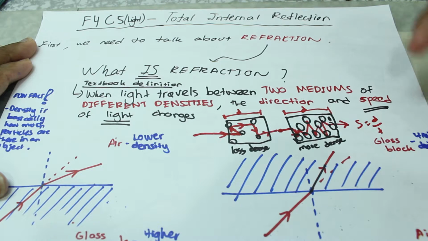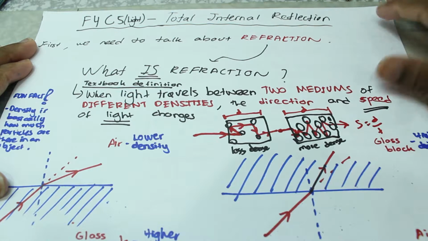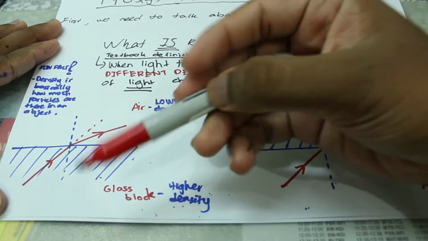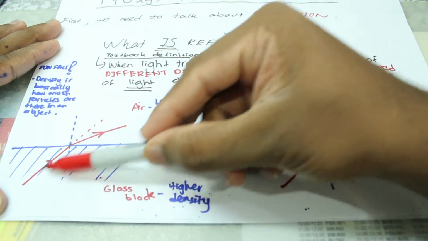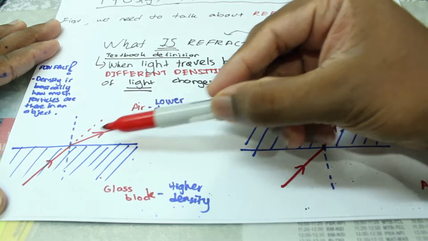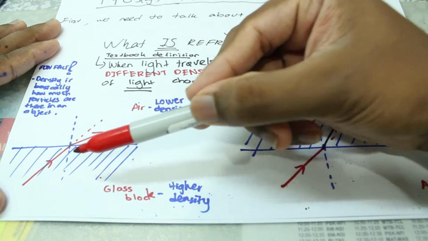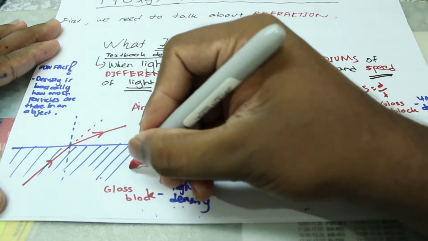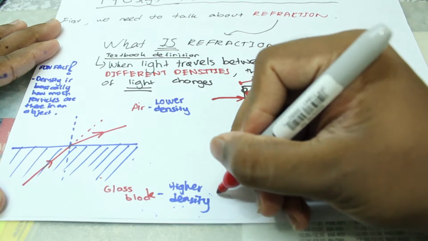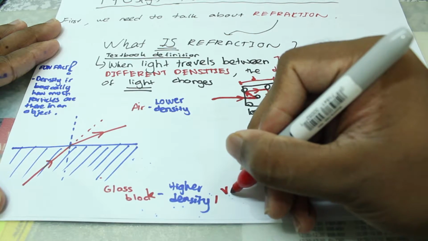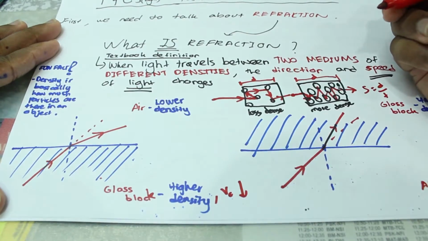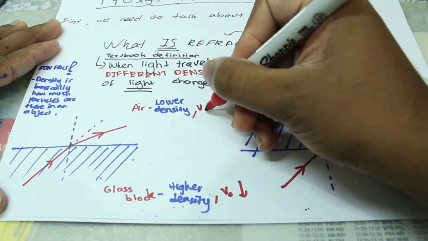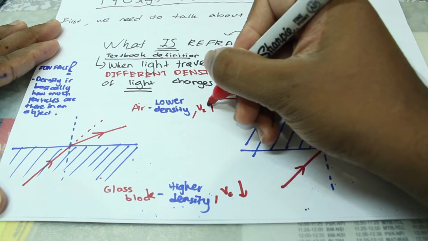This change in the speed of light is what causes refraction, really. Here we have light rays traveling from a denser medium to a less dense medium. A denser medium means the speed of light is lower, and a less dense medium means the speed of light increases. So in the glass block, which has higher density, the velocity of light will be lower, and in the air, where it is lower density, the velocity of light will be higher.